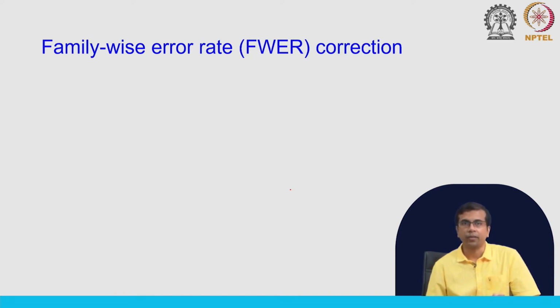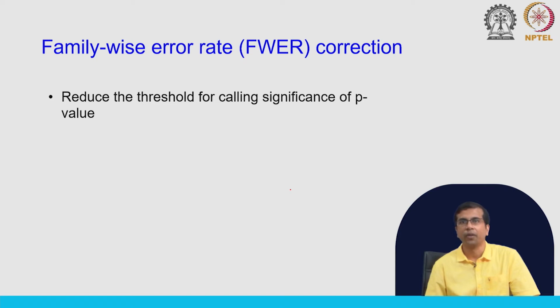So, let us start with the family wise error rate correction, FWER correction. The idea is actually very simple here. Instead of setting the threshold to alpha for each statistical test, can we reduce the threshold for calling significance? Because we are doing 1000 statistical tests, and if we keep the alpha at 0.05, we increase the number of false positives. But then can we reduce this alpha threshold? Instead of keeping it 0.05, can we make it lower, 0.01, 0.001 or even lower? And how do we actually do that? If you lower this threshold, that would mean we will again control the type 1 error rate.